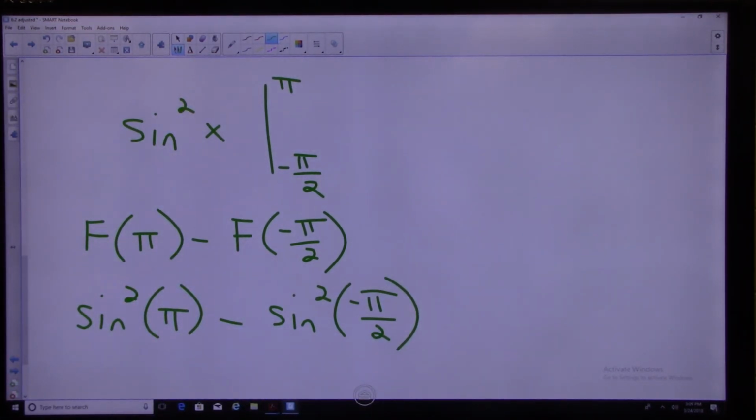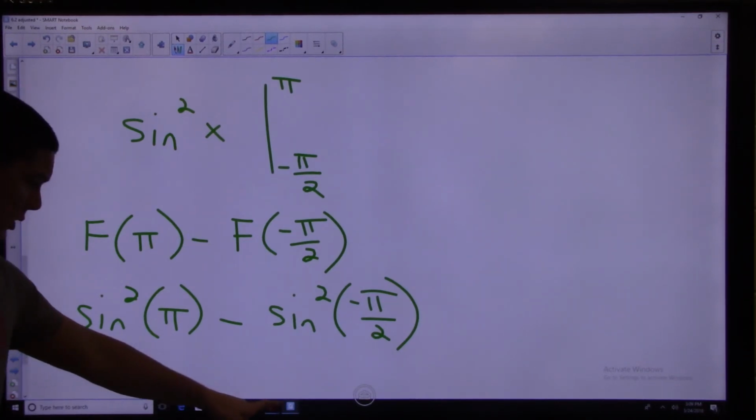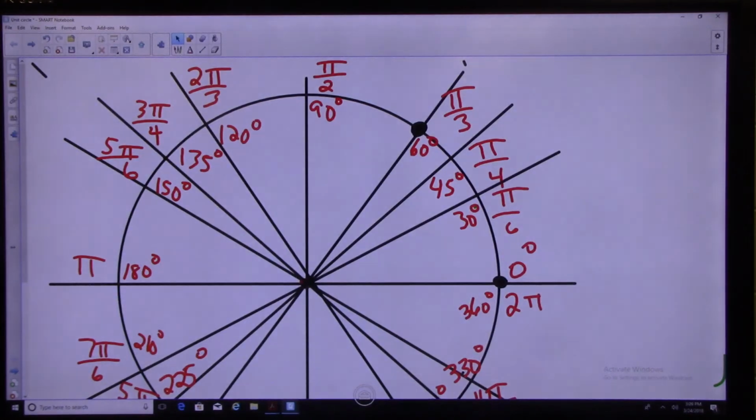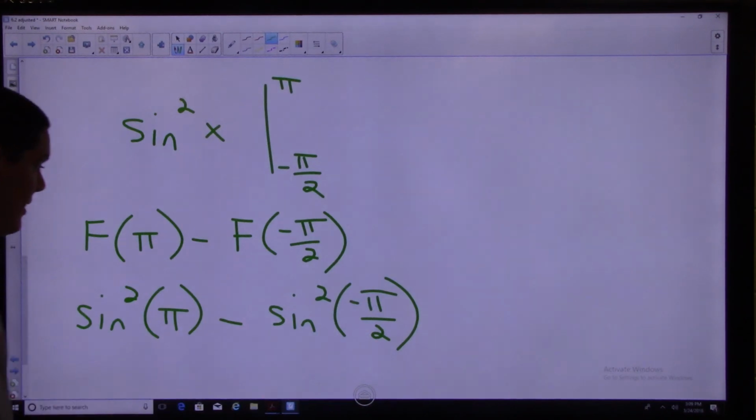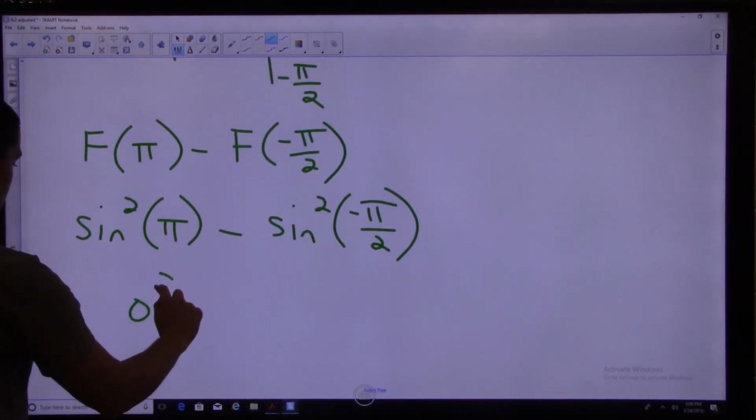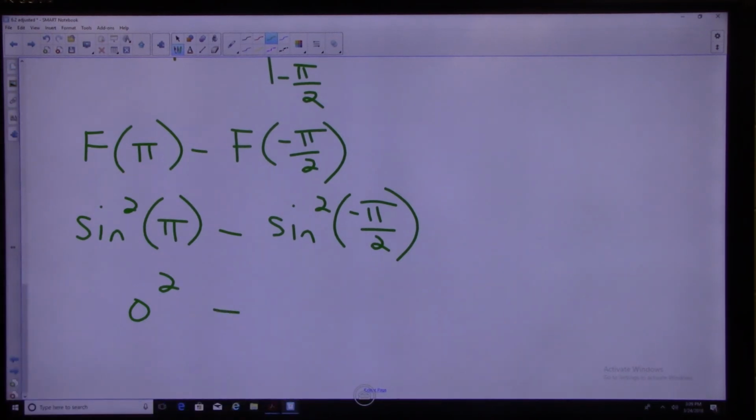We're going to have to use the unit circle again. So if you look at your unit circle, what is the sine of pi right here? What is the y value of that point? Hopefully you got that the y value is 0. So this one's pretty easy. The sine of pi is 0. 0 squared, I'll go ahead and write it, just so you have it in your notes, it'll be 0 squared minus, well, let's figure out the sine of negative pi over 2 and then square it.